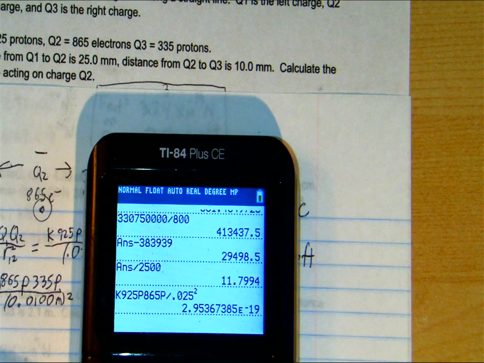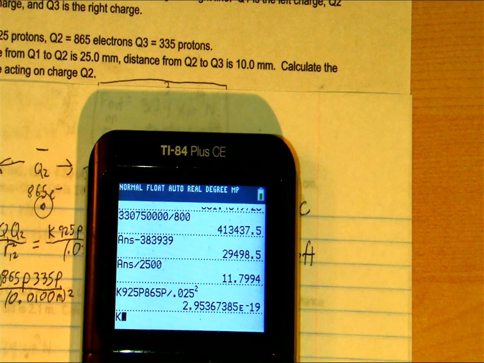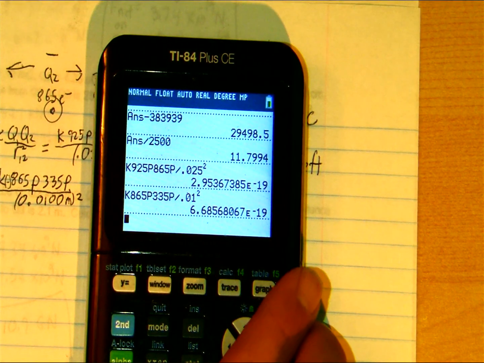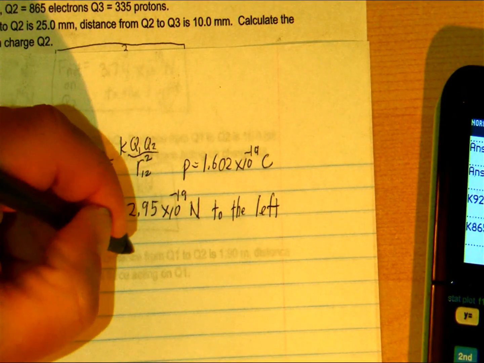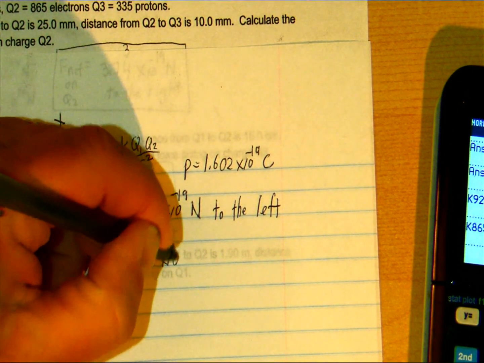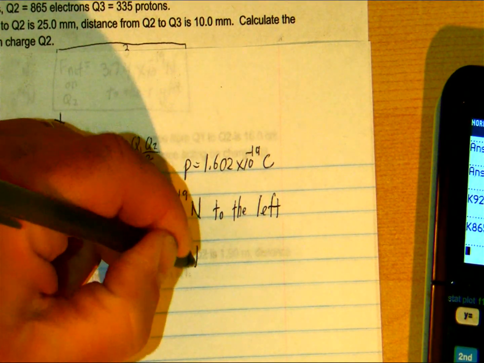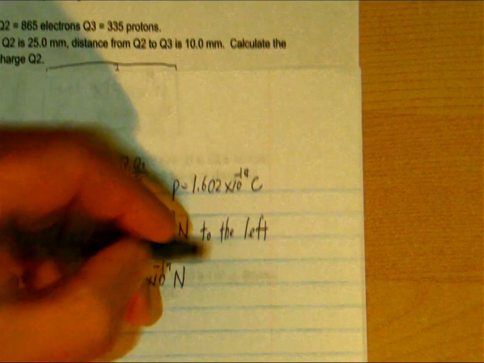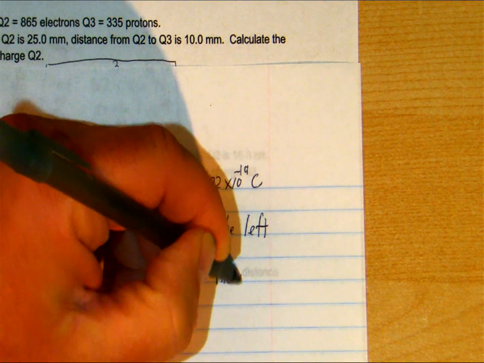So alpha K times 865, alpha P, which is where I've stored the charge on the proton, 335 alpha P divided by 0.01 squared, enter. That says this one is 6.69 times 10 to the negative 19th power newtons. Now I've already figured out that this is going to be attracting it to the right. So I'm just going to write it to the right.